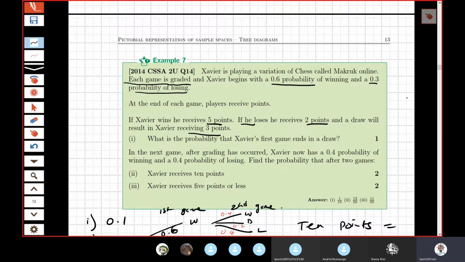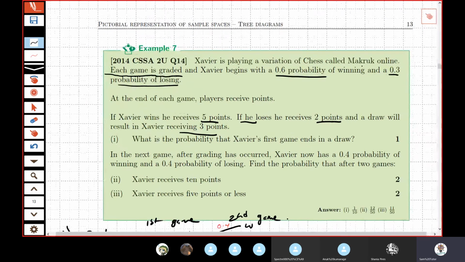All right, let's do this question. Has anyone played McRook before? Really interesting game. I do recommend it. Look into it. Xavier is playing a variation of chess called McRook Online. Each game is graded, and Xavier begins with 0.6 probability of winning and a 0.3 probability of losing. You know that doesn't add up to 1, so that means there's a 0.1 chance of a draw.